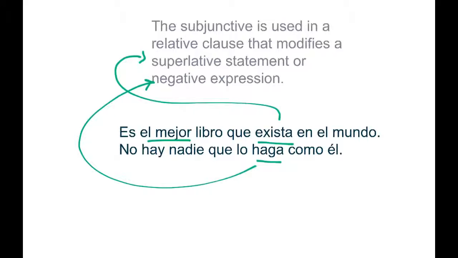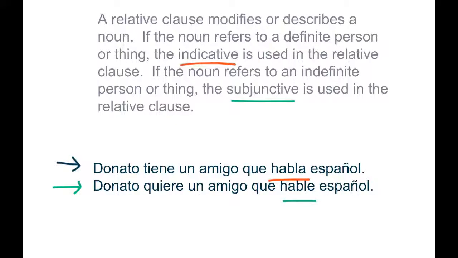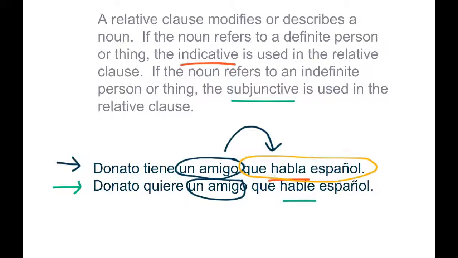Okay, so if we want to go back just a little bit and make sure that we understand something here, when it's talking about modifying a noun, the noun here in each of these sentences is un amigo, right? And that's being modified by this whole phrase, right? This whole phrase is modifying un amigo, a friend that speaks Spanish, right? And that's also done here. And the difference between these two statements is only that one is definite and the other is indefinite.